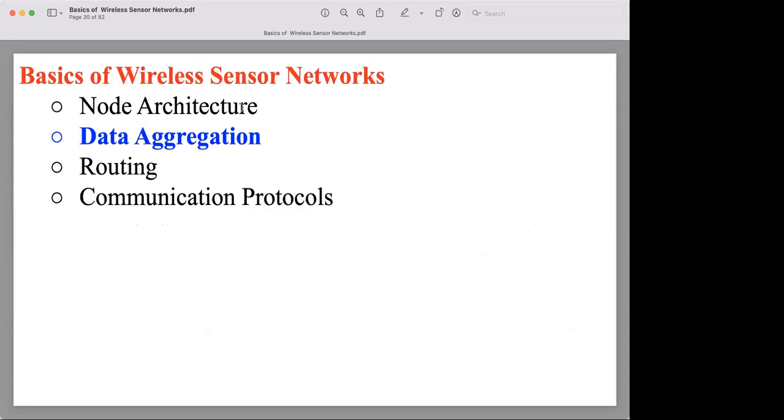Now, after the node architecture, if we have decided all the units, designed the PCB, and fabricated all these nodes, and everything is perfectly working, we assume that our node is ready. Now, what next is there? Data aggregation.